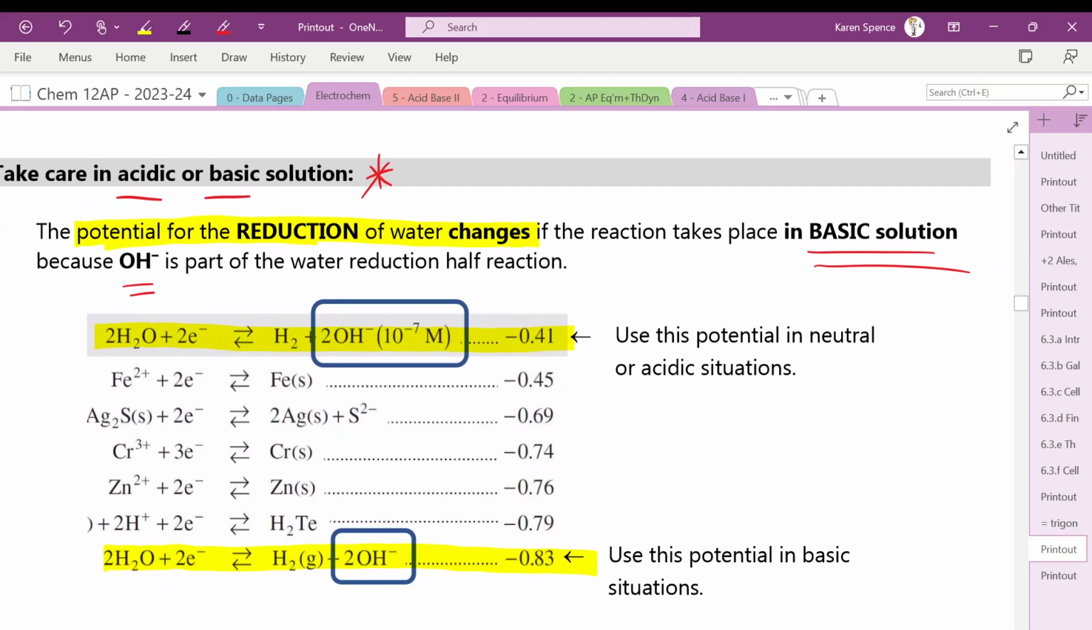So what we're going to do is assume that water has a reduction potential of negative 0.41 if we have a neutral or an acidic situation. It doesn't matter if it's more acidic, if it's smaller than 10 to the negative 7 molar, it's not going to make that much of a difference in the potential. But if we have a basic solution, so for example, let's say you had NaOH, you would need to use negative 0.83.